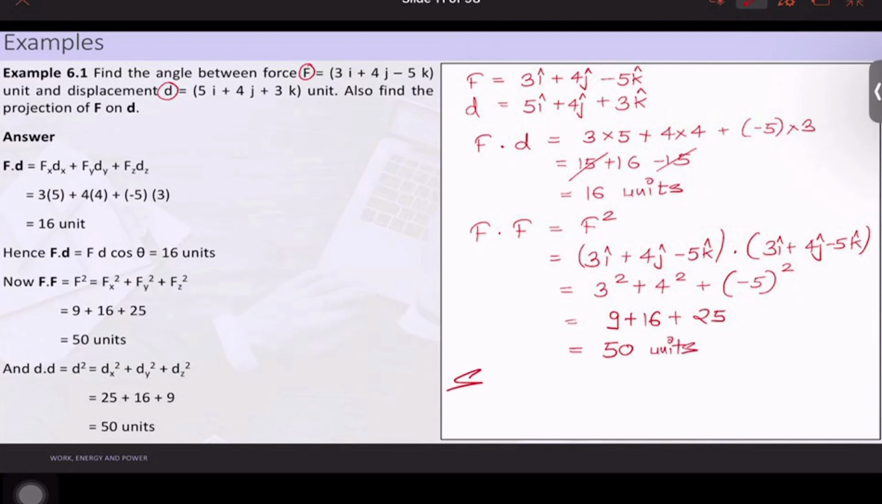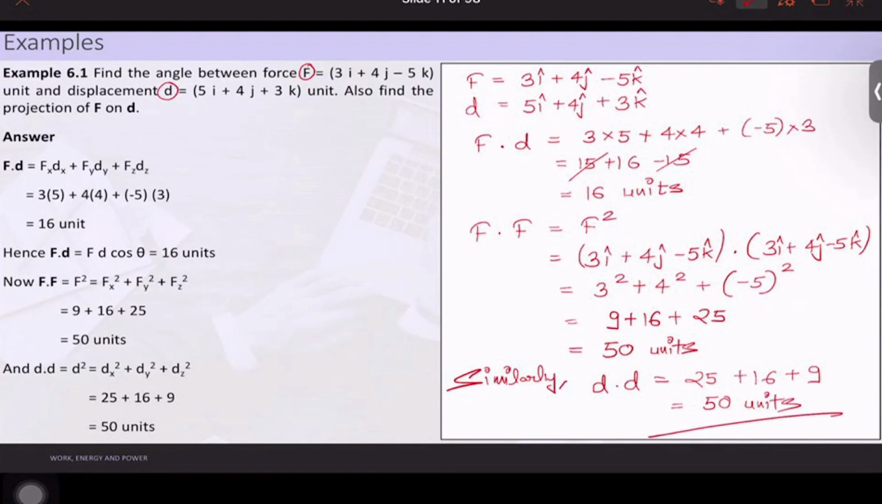Okay. Similarly, we can calculate the value of D dot D. So D dot D will be nothing but again 5 square is 25, 4 square is 16, and 3 square is 9. This will be again 50 units. Okay. So I hope it is clear till now.